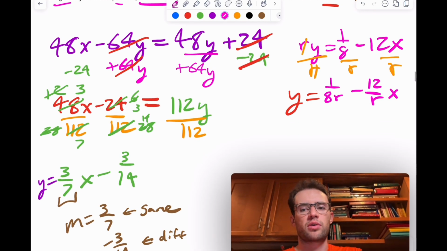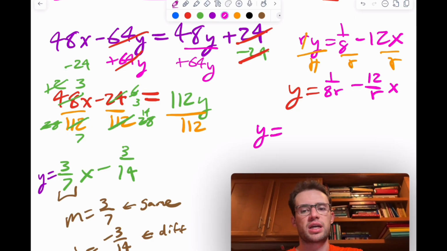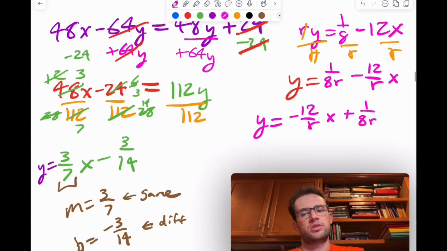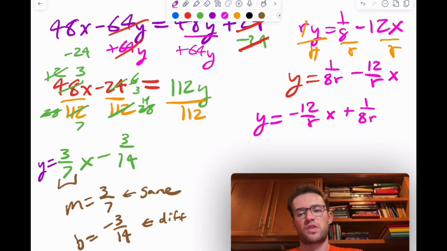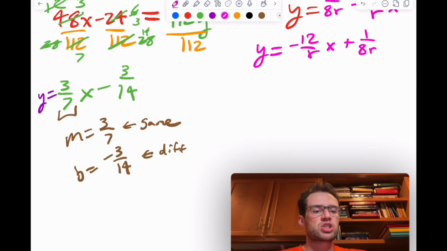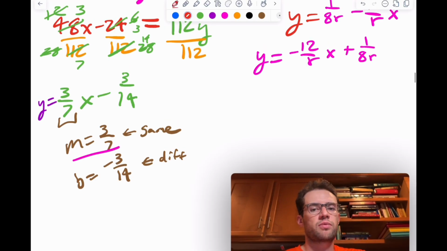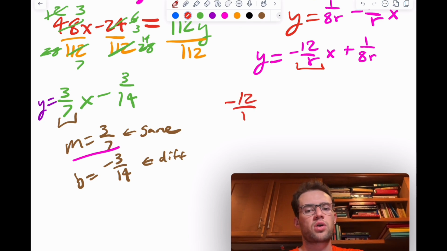If you want to rewrite this more in standard form, you could say it's y equals negative 12 over r x plus 1 over 8r. Right, so I just used the commutative property of addition to flip those. So we want to have the same slope. And our slope from the first equation was 3/7. So that means that the slope for this one, which is negative 12 over r, should be equal to 3/7 if these are parallel lines.